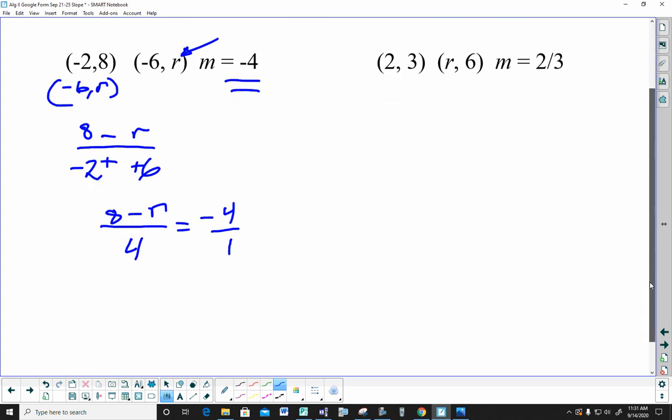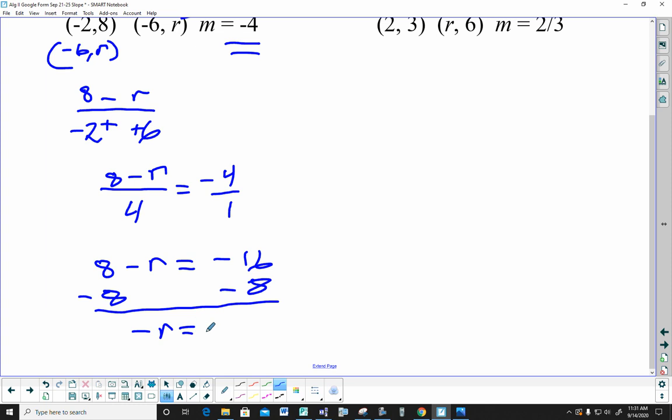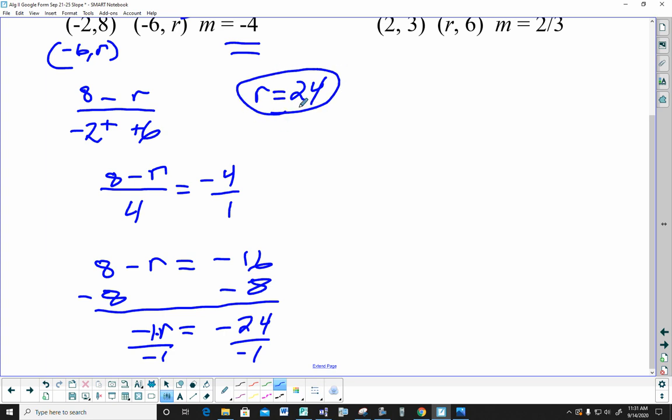So here, I'm going to use that same idea. I'm going to cross multiply. 1 times 8 minus r is 8 minus r, equals 4 times negative 4 is negative 16. Now I have to solve it. Subtract the 8, and the negative sign is still with the r, equals negative 24. And I want to solve for r, and that's a negative 1 that's held by multiplication, so I'm going to divide it out. So when you're done, you get r is equal to 24. Okay? That's your final answer.